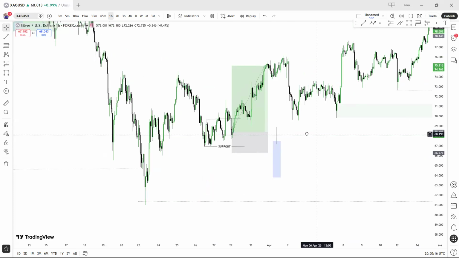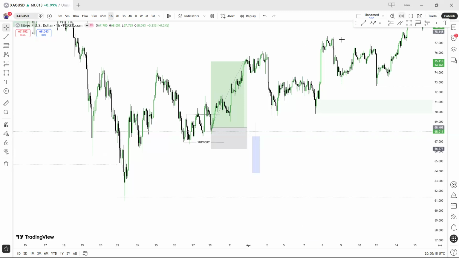Another one step is this one. Another one is this one. See the impulse. It did this. All these ones are not perfect, but it's something. This is the impulse. It did this, and then it started like this. This is the retracement.